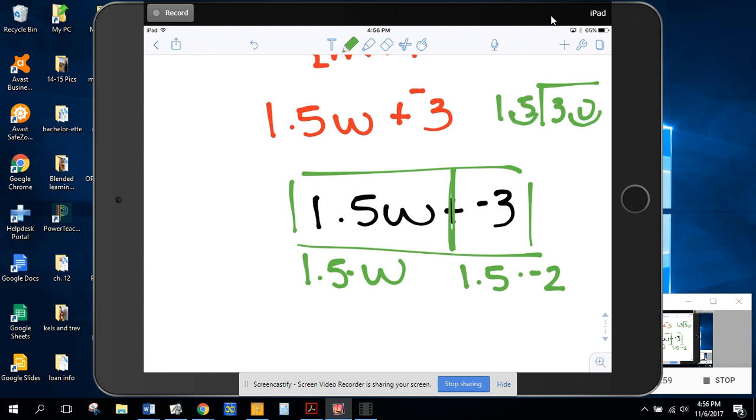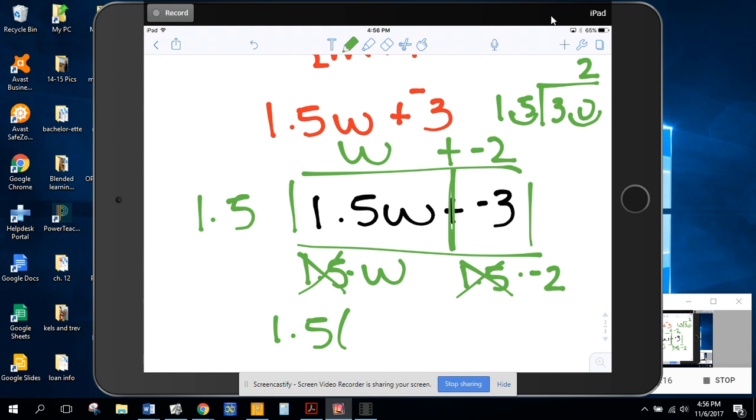Move your decimal points, and then it's how many times does 15 go into 30, which is 2. And then remember, we're trying to make -3, so it does have to be -2. So I'm going to pull out a 1.5 to the front, cancel, cancel. So what's left on the inside is this. So my final answer is 1.5 times W plus -2.